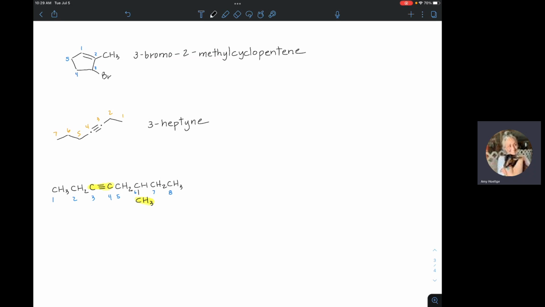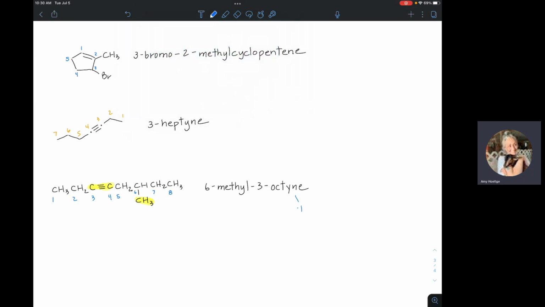But we do notice that we have a methyl group on carbon 6, so 6-methyl. And then we have to let someone know where that triple bond is. So we're going to put the 3, and then we have oct, because we have 8 carbons in the longest continuous chain, and it's an alkyne, so -yne.